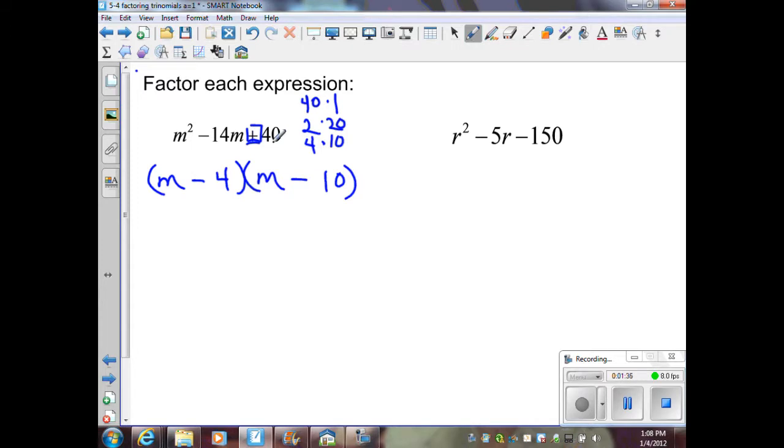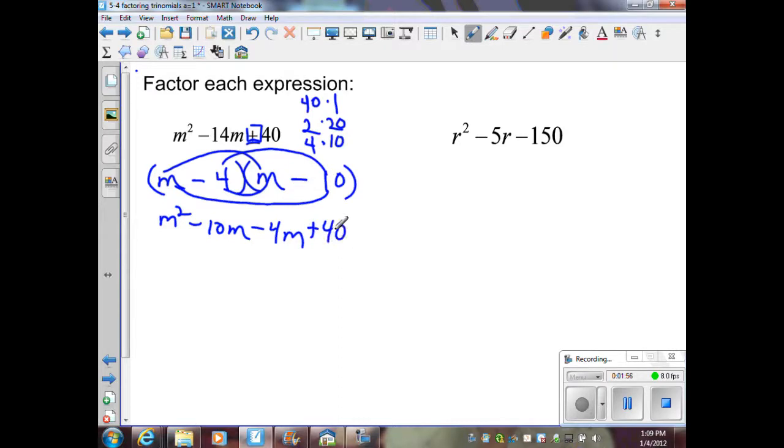We can check that by the FOIL, which gives me first, m times m, which is m squared. Outer, which gives me m times a negative 10, a negative 10m. Inner, a minus 4m. And my last, which is a positive 40. When I combine like terms, it gets me my original trinomial. Therefore, my product of factors is correct.